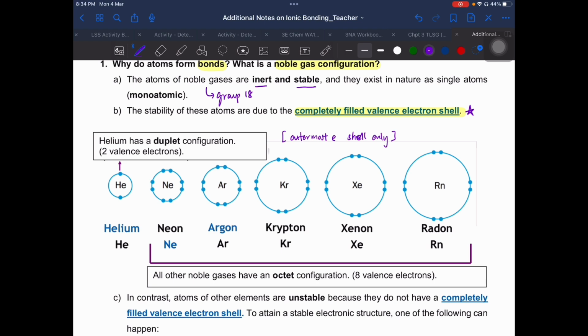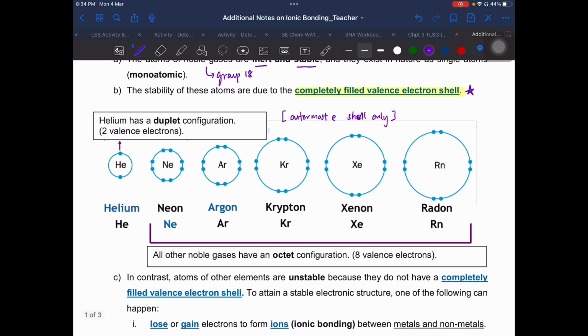And you realize that in general, the first one, which is helium, will have 2 valence electrons because it's the first shell, and that will be complete. And that is what I call a duplet configuration. For the rest of the noble gases, in the O-level syllabus, we say that they all have an octet configuration.